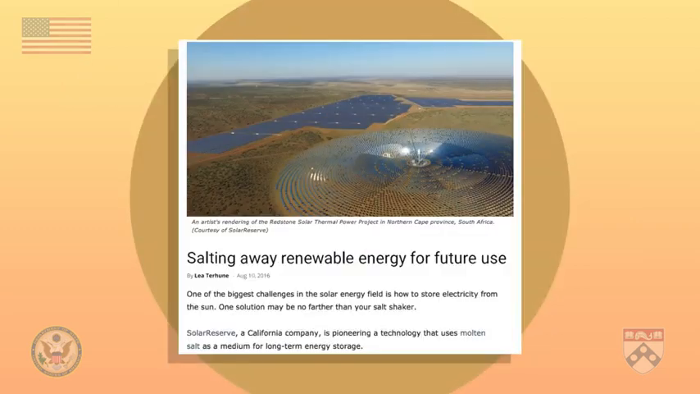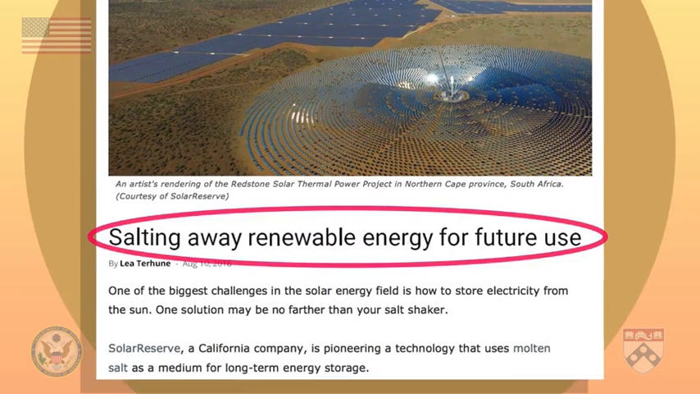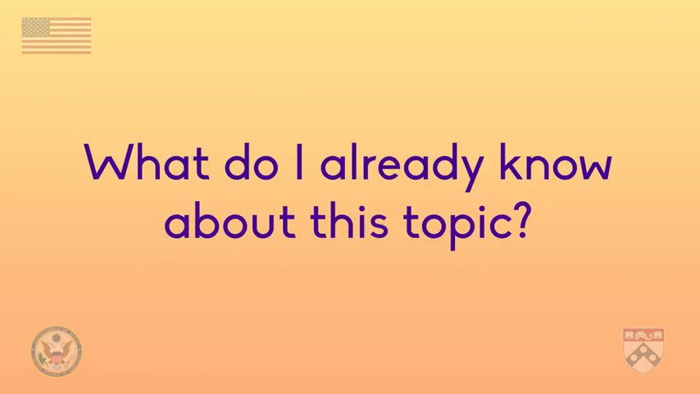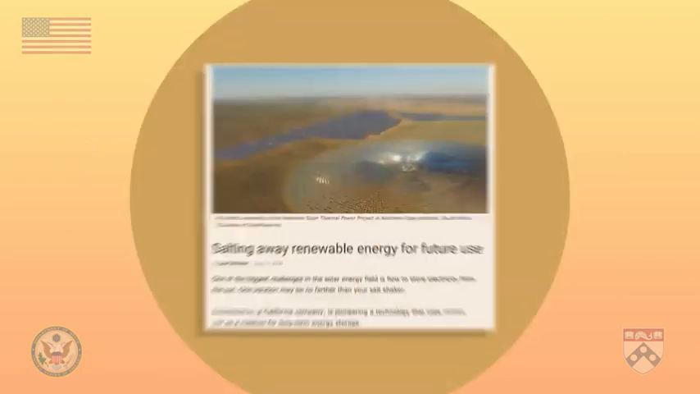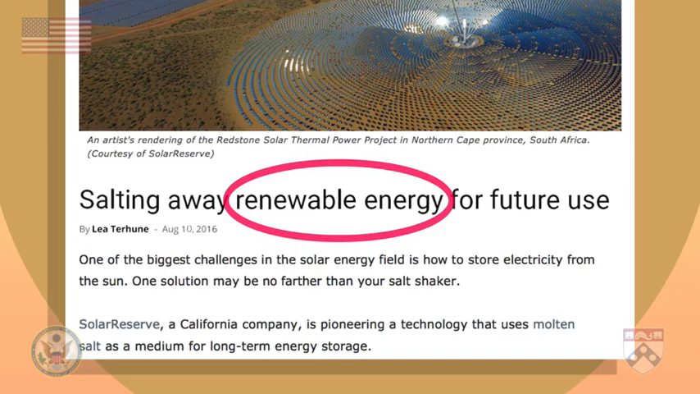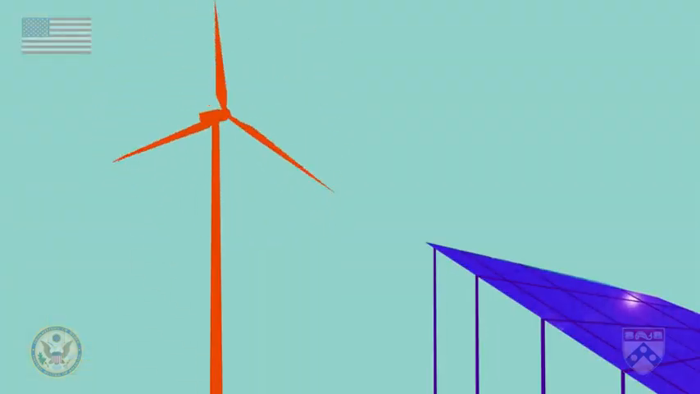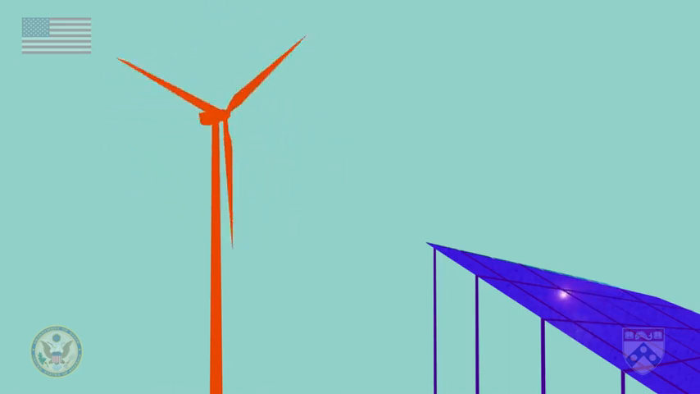In this example article, the title is Salting Away Renewable Energy for Future Use. We need to ask ourselves a very important question. What do I already know about this topic? For example, we may see renewable energy and think, oh, this is about a new type of energy that we won't run out of, like the wind or the sun. Or perhaps we can't make a guess, and that's okay. In any case, by looking and thinking about the title, we're learning about the article and preparing to understand it better.